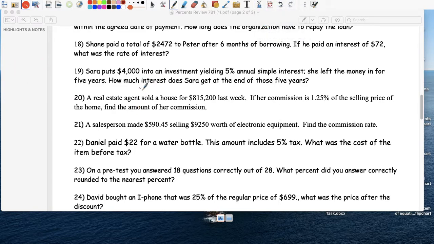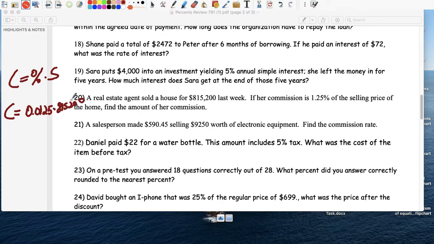A real estate agent sold the house for $815,200 last week. The commission was 1.25%. What was the selling price of the house? The selling price of the home. If the commission is 1.25% of the selling price, find the amount of her commission. Okay, so this one, C equals P, or percent, times sales. We want to know what her commission is going to be. She makes 0.0125 times the house, which is $815,200.